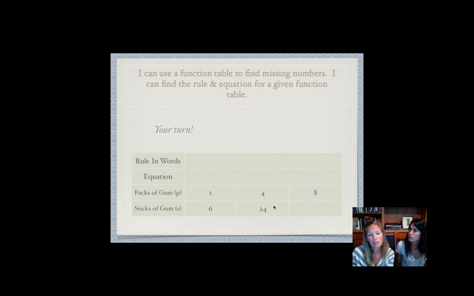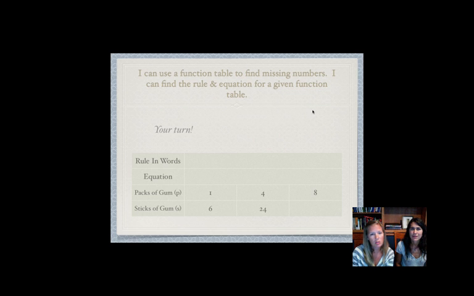and my missing number. So if we look back at our learning goal, you're going to use the function table to find the missing number. You're going to find the rule and the equation. That's what you're doing right now. So that really wordy learning goal we said sounded confusing. Now you got it.